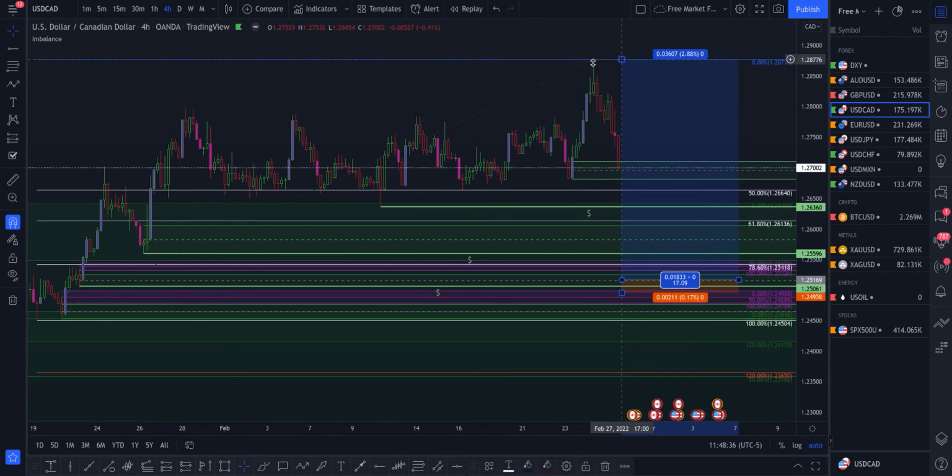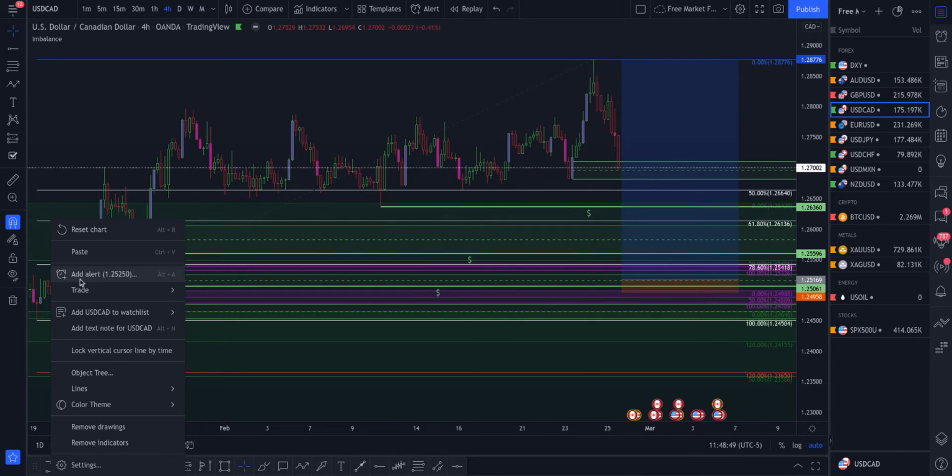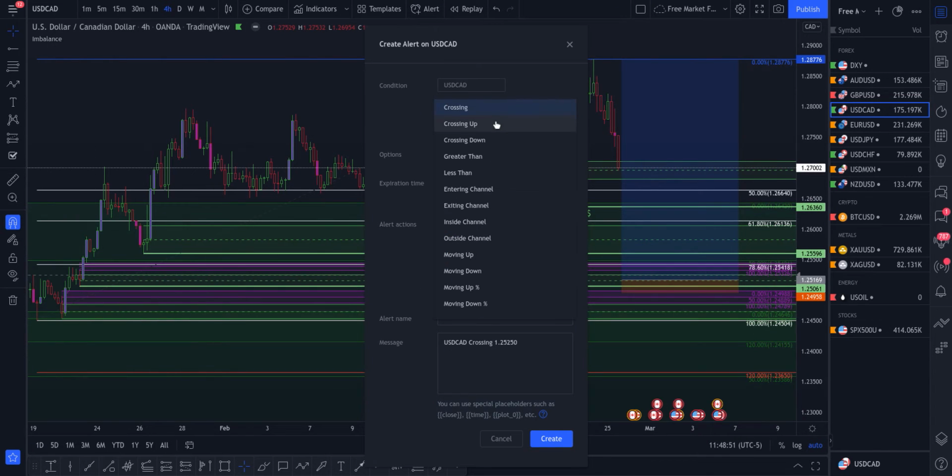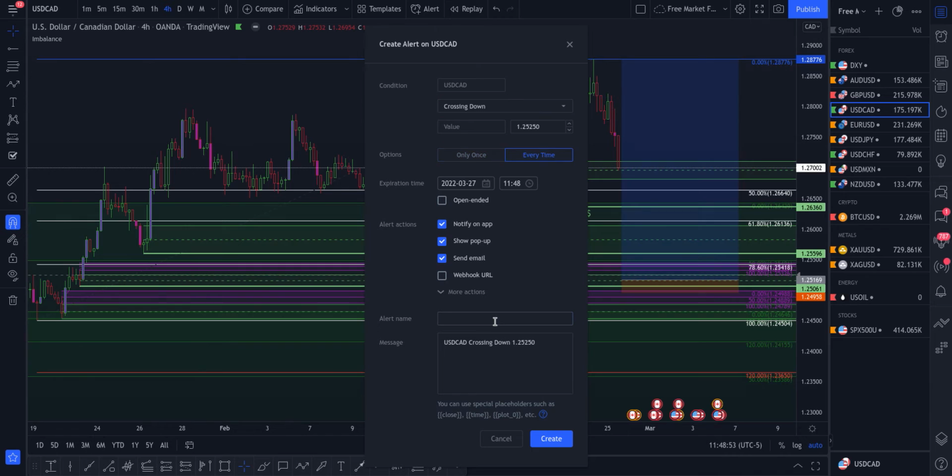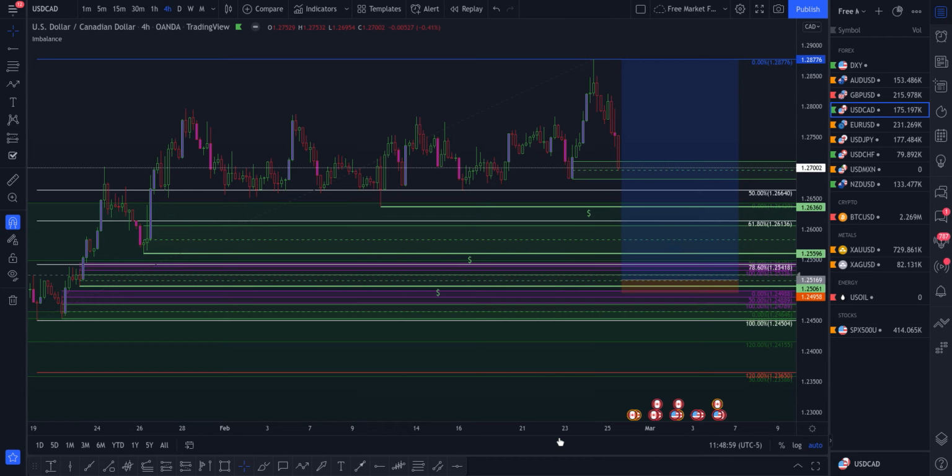Maybe make this a 17x trade, and maybe take partial profits at the imbalance that is created here. So what we do is we go to the proximal line, right click, add alert, crossing down every time for our demand zone. So maybe take that trade there.